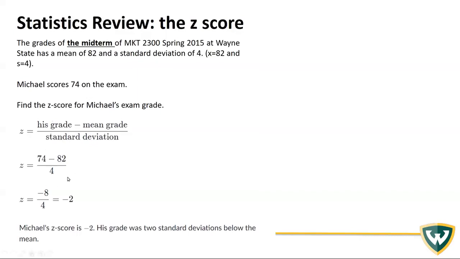So here I go. I do the top math, which gives me a -8. I divide -8 by 4 and I find -2. Michael's exam grade z-score is -2. What does this tell me about Michael's score in plain English? This means that Michael scored 2 standard deviations below the class mean.